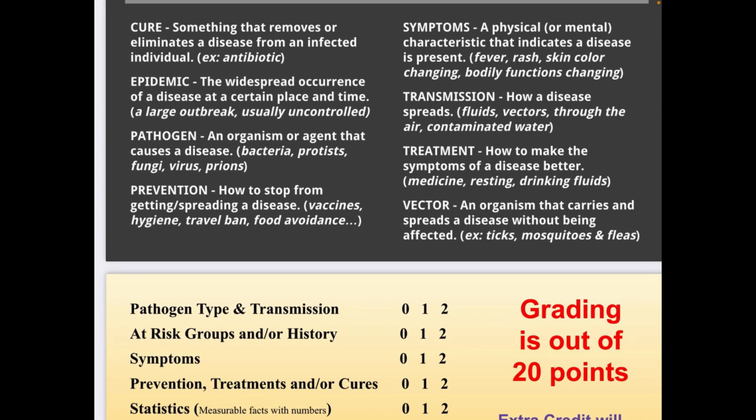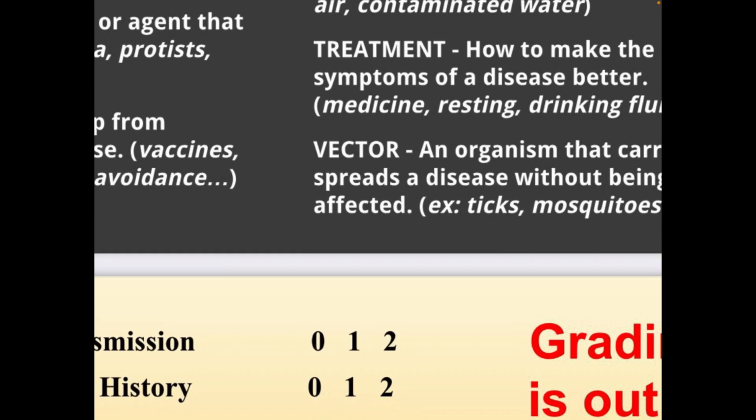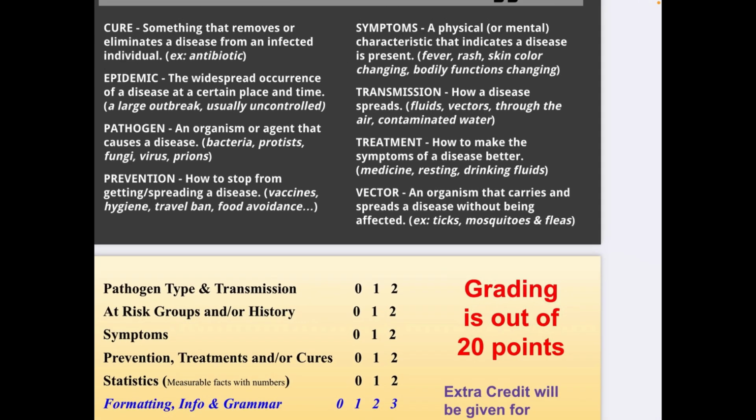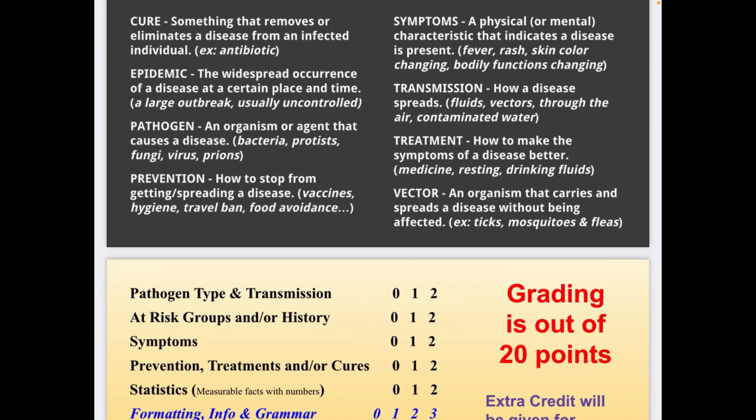How to stop prevention is how to stop the disease from spreading and getting it in the first place. Symptoms are physical or mental characteristics of the disease. Transmission is how we spread it. So some have a vector. A vector is an organism that can carry the disease without being sick, but freely share the disease. And then treatment, not a cure, but a treatment is how do we treat your symptoms to make a person feel better.